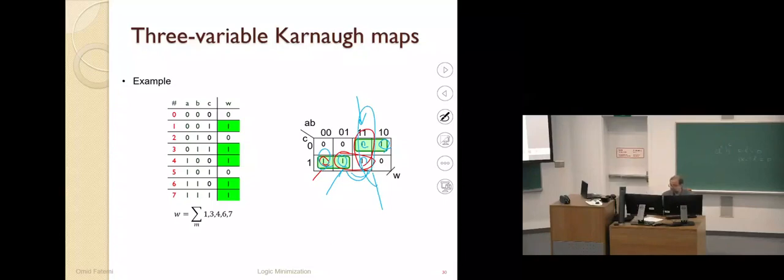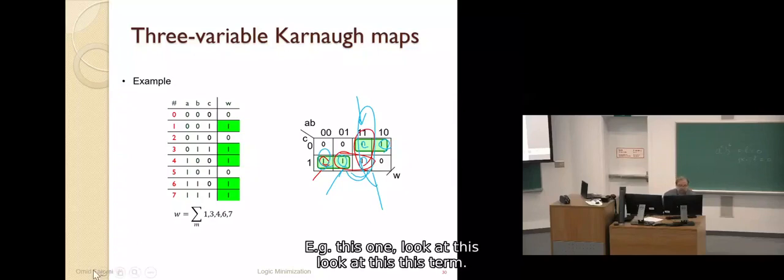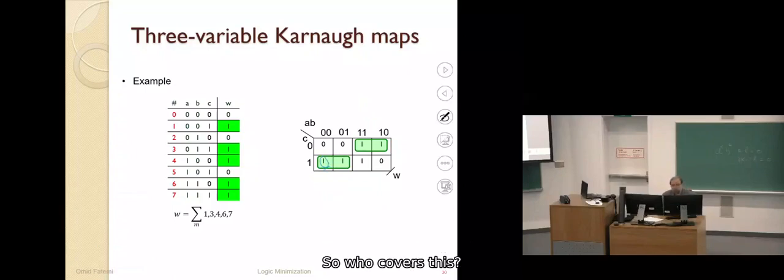What do you mean by doesn't covered by anything? Okay, for example, this one, look at this. Look at this term. So who covers this? Only this implicant. So this implicant is essential. Because it has something that nobody else covers it, it means that it is essential to be put in the function, this implicant. It should be there to cover this.